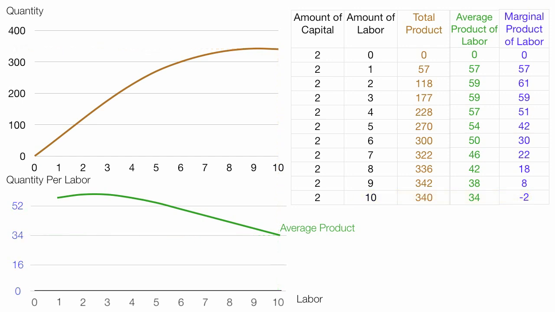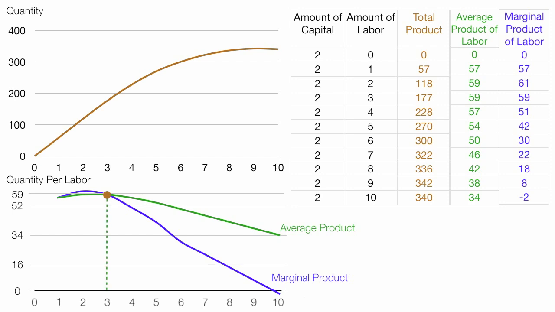Now I'll graph marginal product of labor, it's blue. Notice that these two graphs intersect at 3 labor units. Average product of labor and marginal product of labor is 59. Now if I draw up, I see the total output at that level is 177. So I end up with 3 labor units, total product of 177, average product and marginal product of labor are both 59.